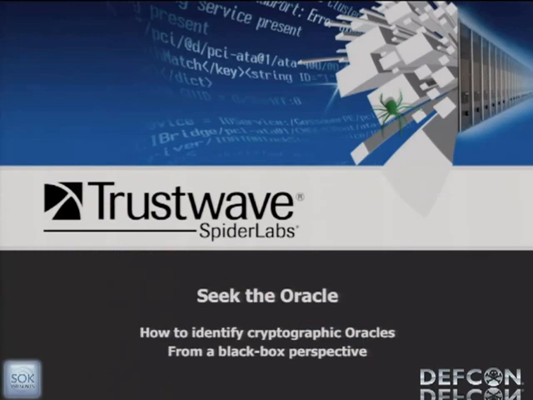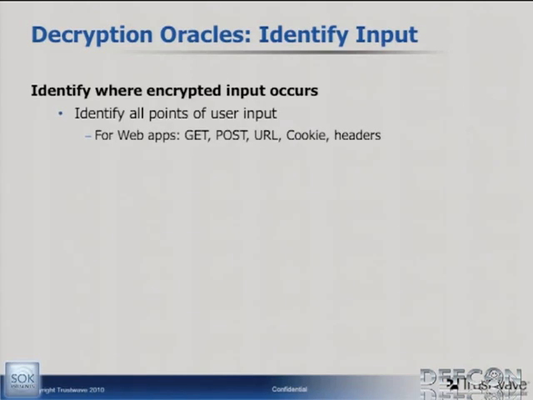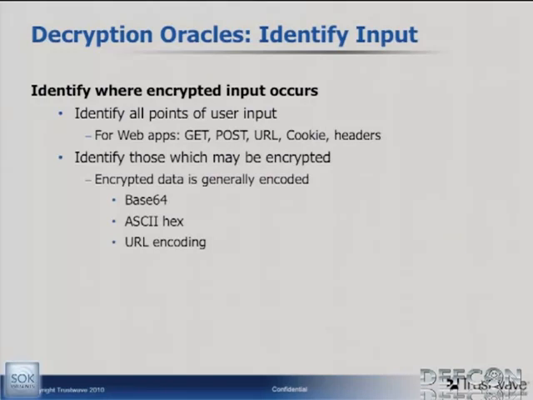So now let's talk about how you can find oracles in web applications. First thing you're going to want to do is to try to identify input. Now when we're trying to identify oracles, it's easier for us to identify encrypted data. It's a lot easier to find than data that's going to be encrypted, because how can we tell? So when we're looking for decryption oracles, we're going to look for ciphertext being passed in as some sort of input. So you're going to want to look for all points of user input: GET, POST, URL, anything in the cookie field, or in HTTP headers, which is a little bit rare, but can happen. And then identify those which might be encrypted.